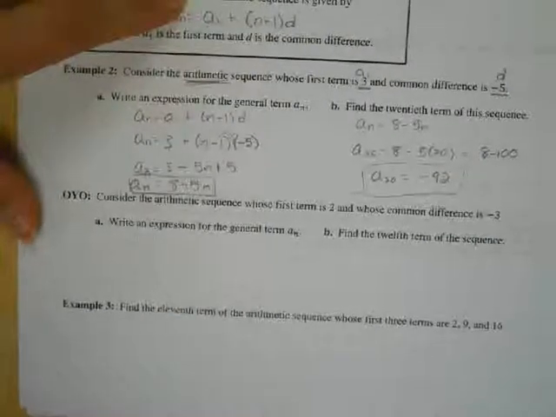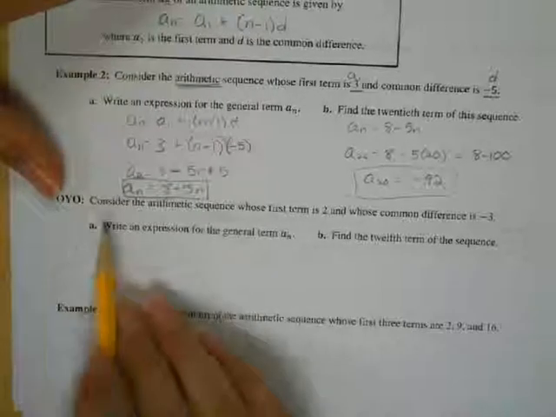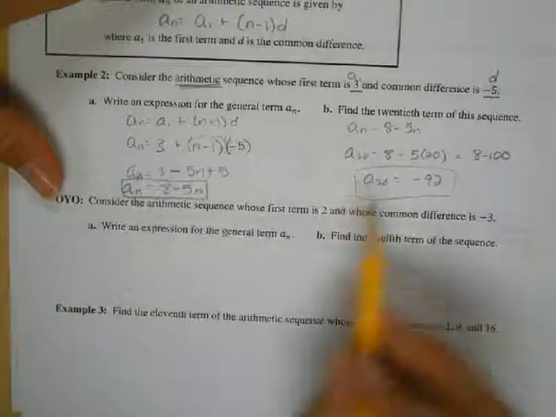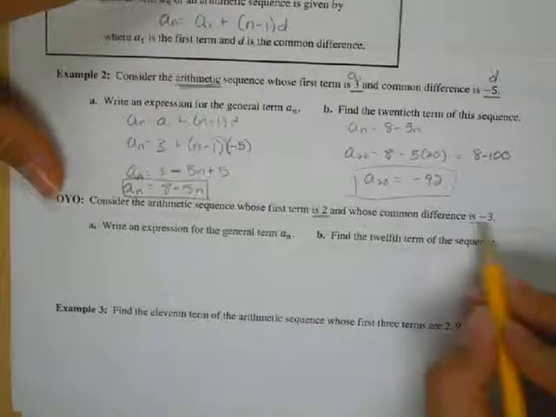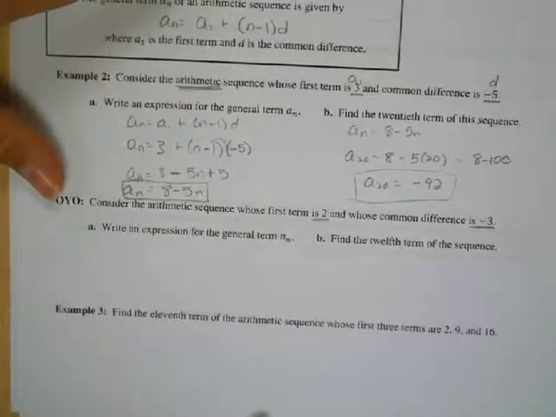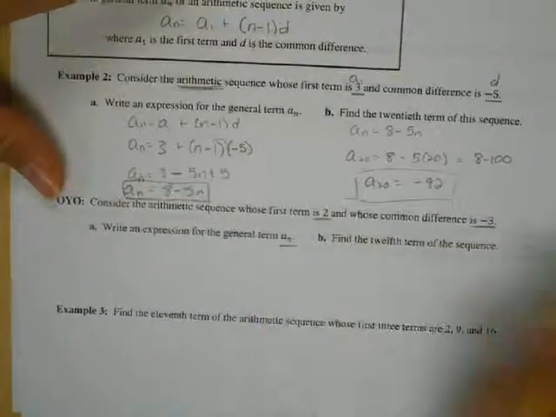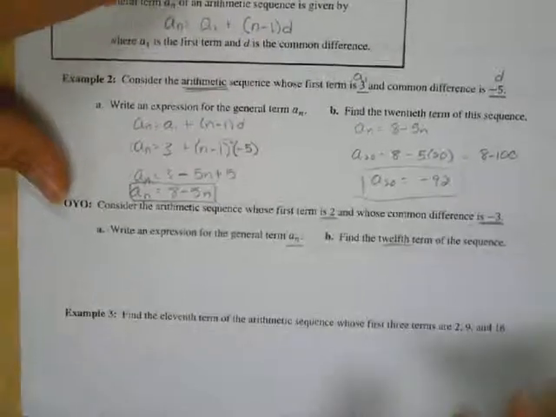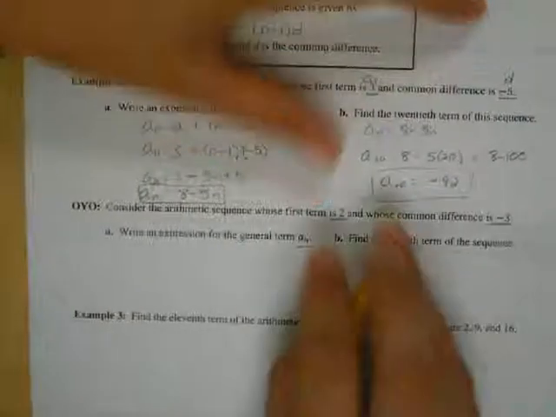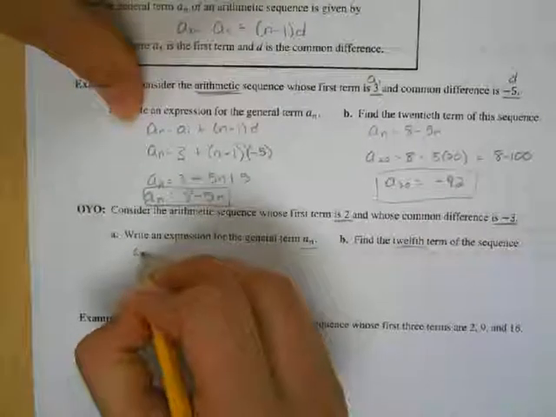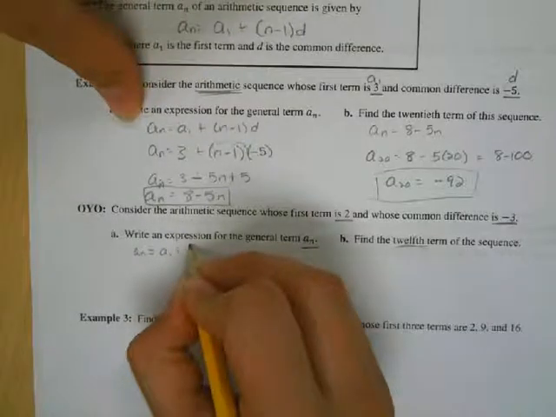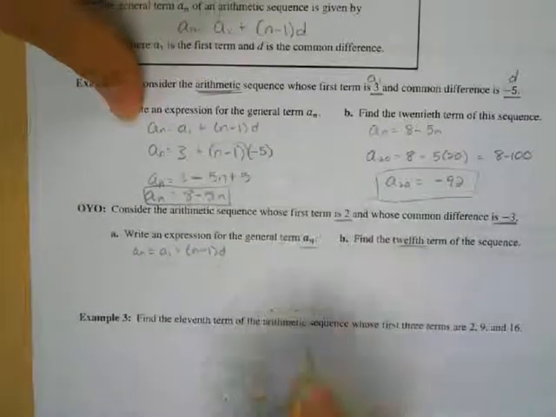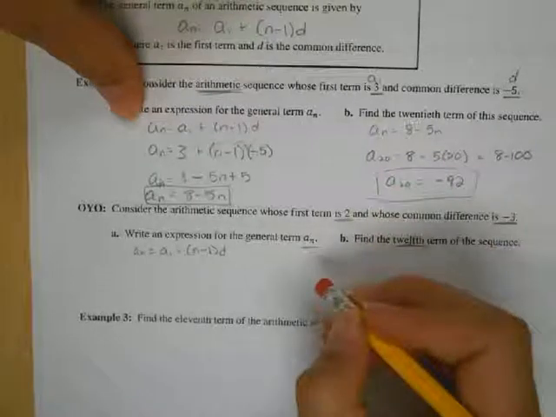On your own, I highly suggest you give this a shot before we move on to geometric sequences. Try this. Consider the arithmetic sequence whose first term is 2, whose common difference is negative 3. See if you can use that formula and find your general term and then the 12th term. Hit pause. Hopefully you're coming back right now. I'm going to go ahead and start plugging stuff in. So here's my formula: a sub 1 plus n minus 1 times d.